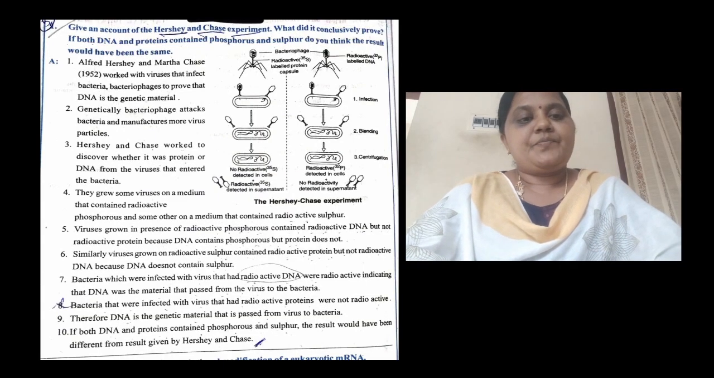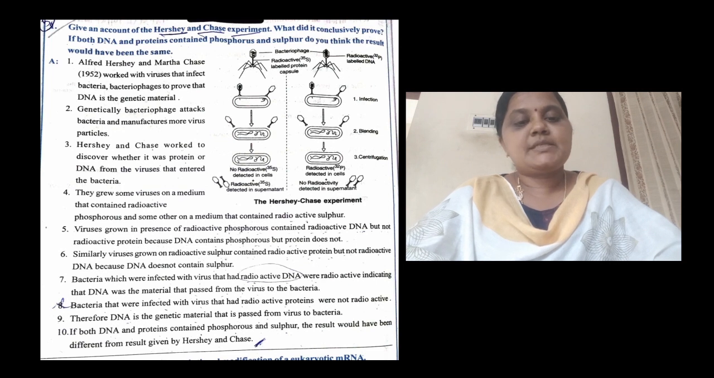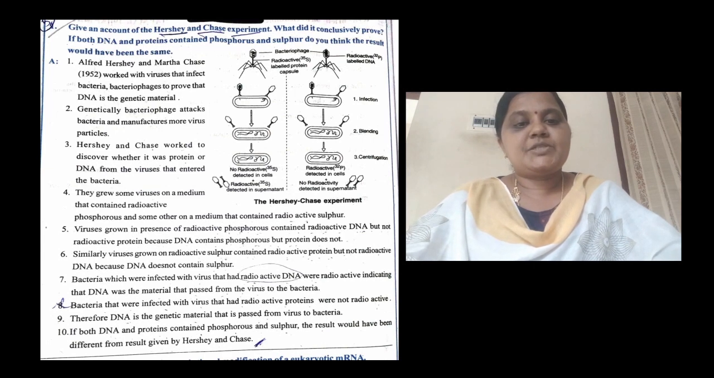Next question is: give an account of the Hershey and Chase experiment. What did it conclusively prove? If both DNA and proteins contained phosphorus and sulfur, do you think the result would have been the same? This is the question. So next one comes to this.